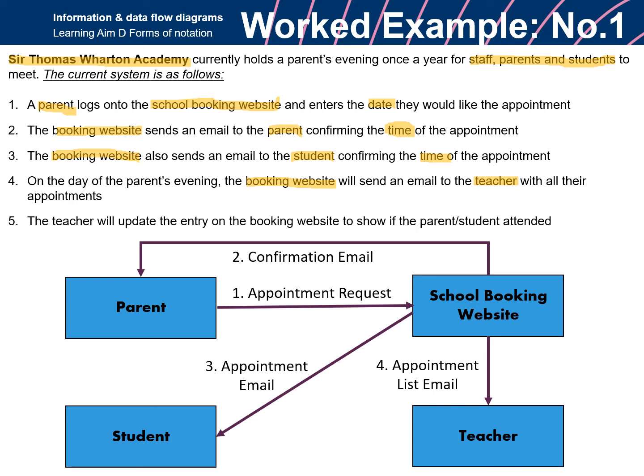And to finish this information flow diagram off in the exam, we have part 5, where the teacher will update the booking website to show who attended and who did not attend the parents' evening. So we have the teacher going to the school booking website in our drawing, and in the final part, it's confirming if they attended or not.